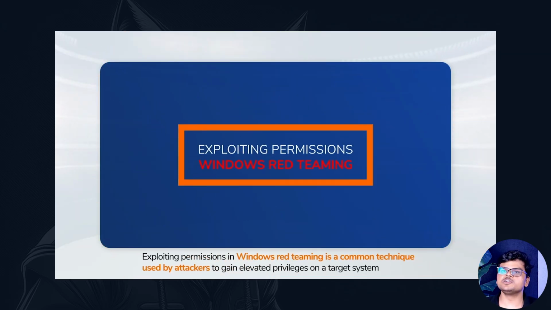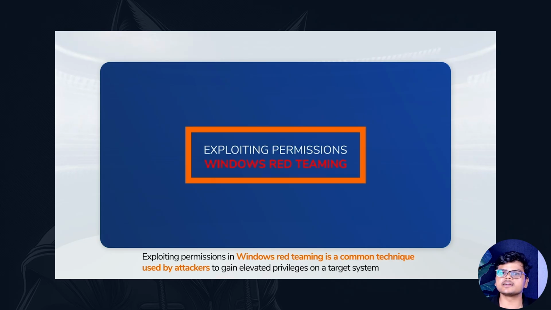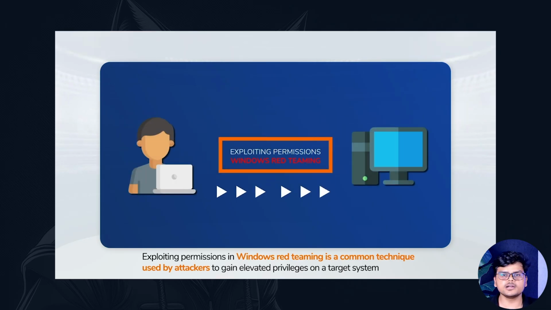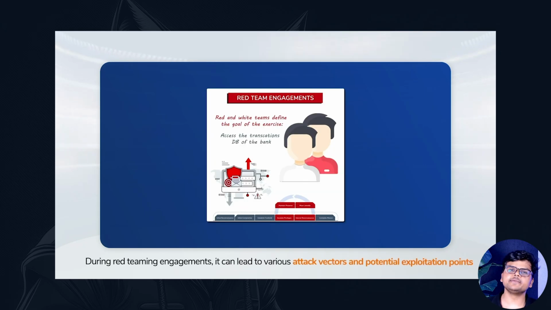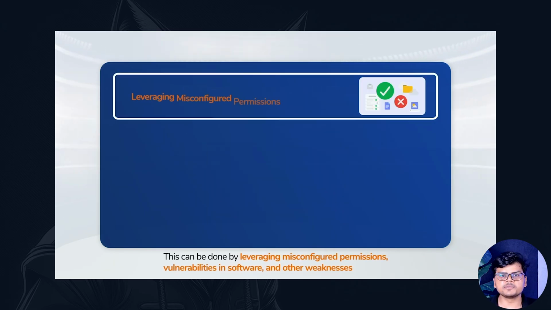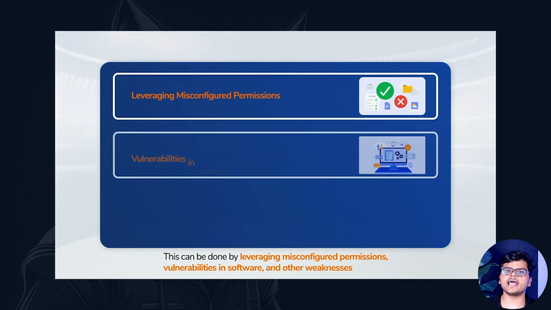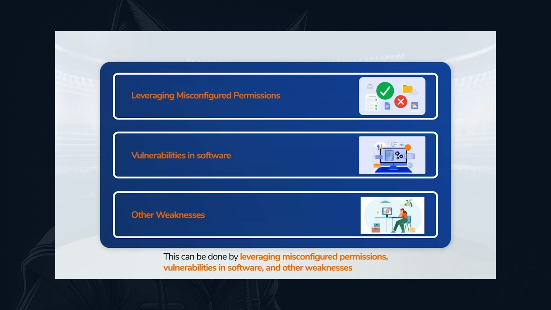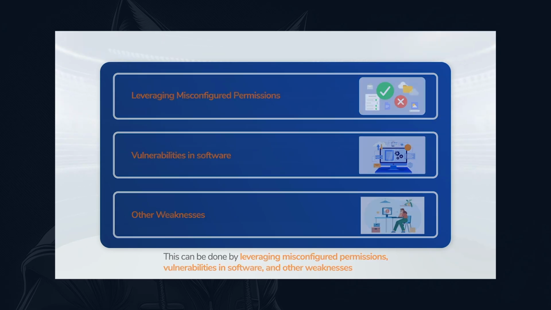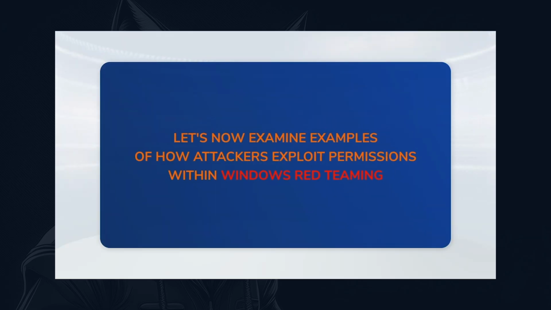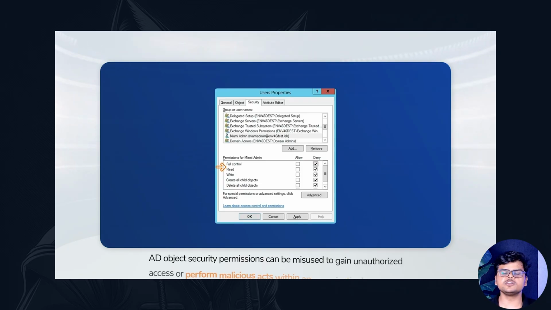Exploiting permissions in Windows red teaming is a common technique used by attackers to gain elevated privileges on a target system. During red teaming engagements, it can lead to various attack vectors and potential exploitation points. This can be done by leveraging misconfigured permissions, vulnerabilities in software, and other weaknesses. Let us now examine examples of how attackers exploit permissions within Windows red teaming.